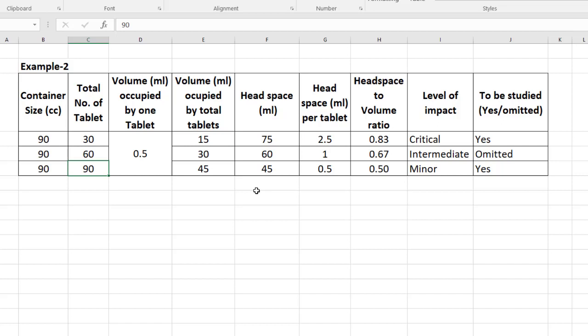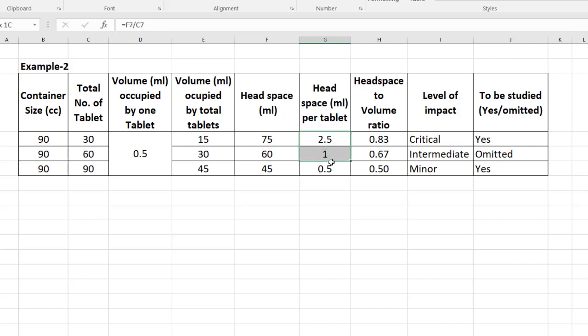Then I am going to calculate the headspace available per tablet. Now there is 75 ml of the headspace available, and how many tablets? There are 30 tablets. So 75 by 30 gives 2.5. Means per one tablet there is 2.5 ml of the headspace available. In the second situation, where a 90 cc container is used and 60 tablets are packed, we know that the headspace available is 60 ml. So 60 by 60 gives the headspace available per tablet. It is 1 ml this time, 1 ml per tablet. And look at the third situation where we have 45 ml headspace and 90 tablets. So the headspace available per tablet becomes 0.5.